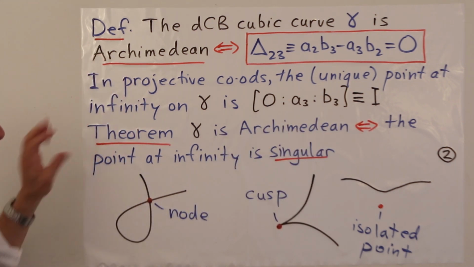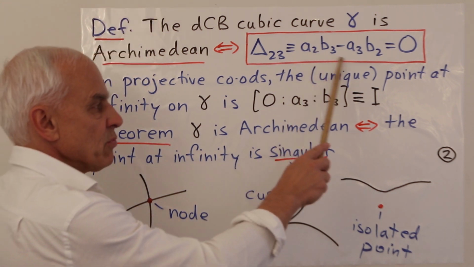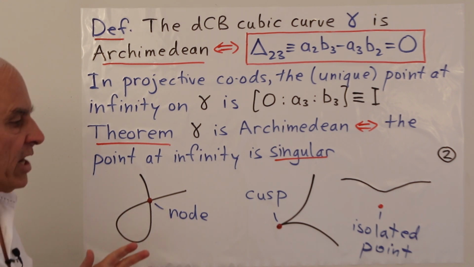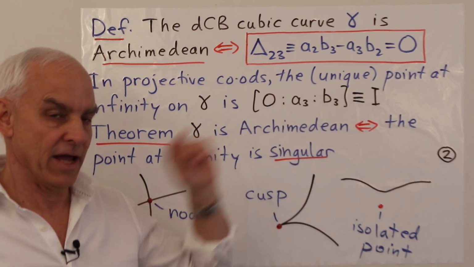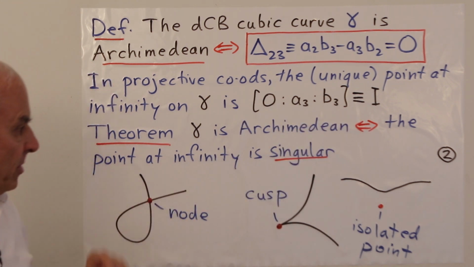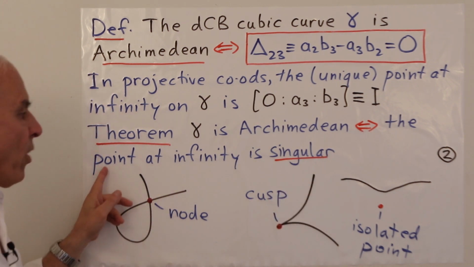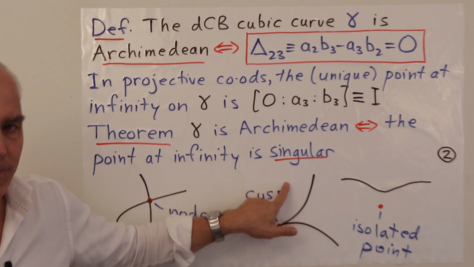It turns out that this Archimedean condition, which is nicely expressed in terms of these coefficients, has an interpretation in terms of the nature of this point I at infinity. So the theorem is that gamma is Archimedean precisely when the point at infinity, namely I, is singular.